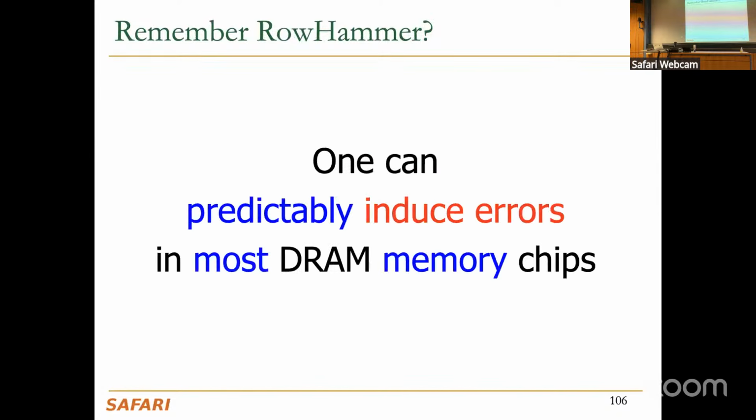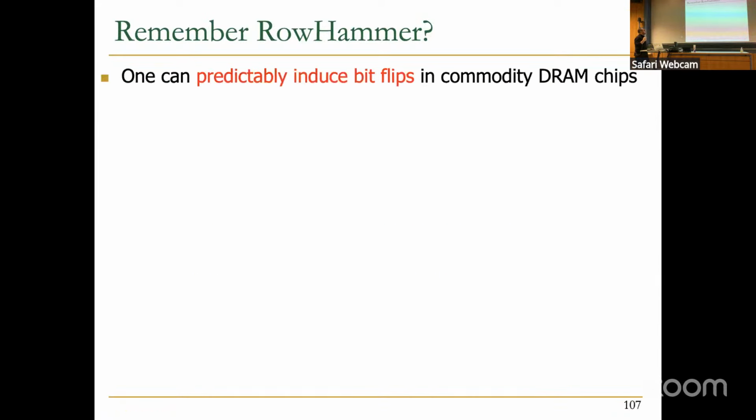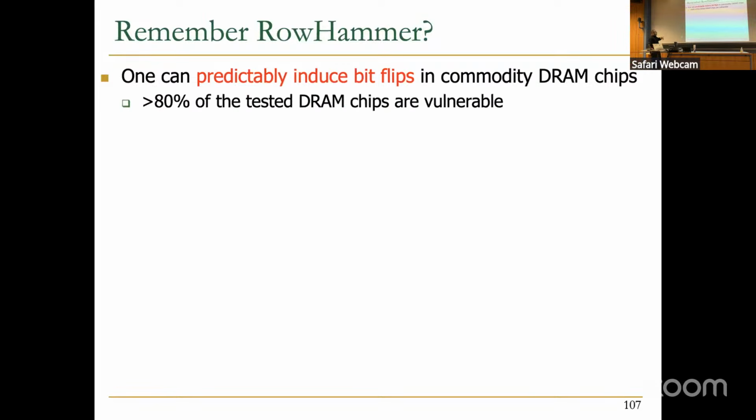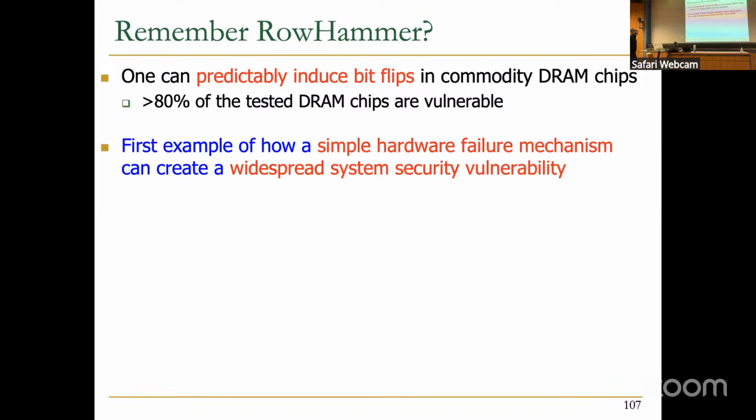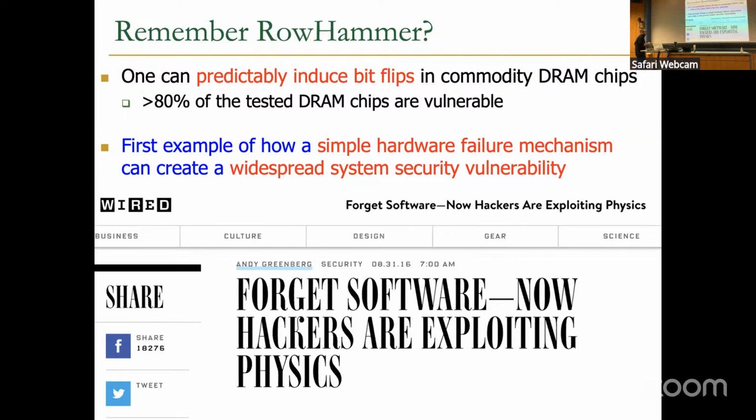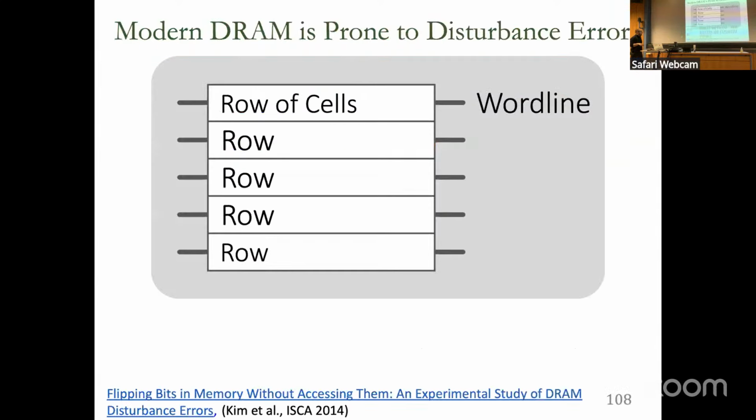So if you remember RowHammer, that predictably induces errors in most DRAM memory chips, that's a very cool way this can happen. How? One can predictably induce bit flips in most commodity DRAM chips. The authors tested more than 80% of the DRAM chips, and they showed it's very vulnerable. This was one of the first examples of how a simple hardware failure mechanism can create a widespread system security vulnerability, as shown here in the news, in Wired.